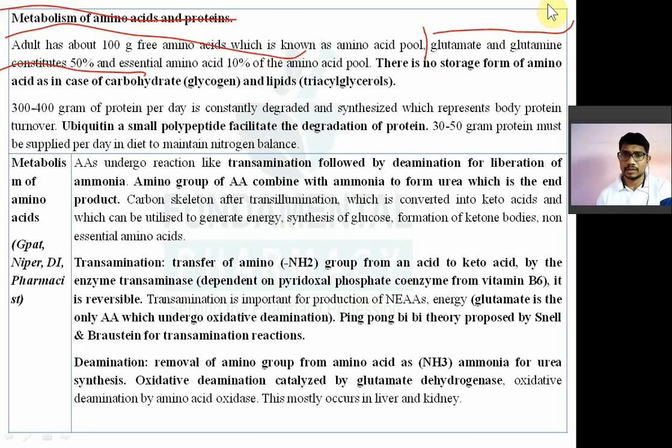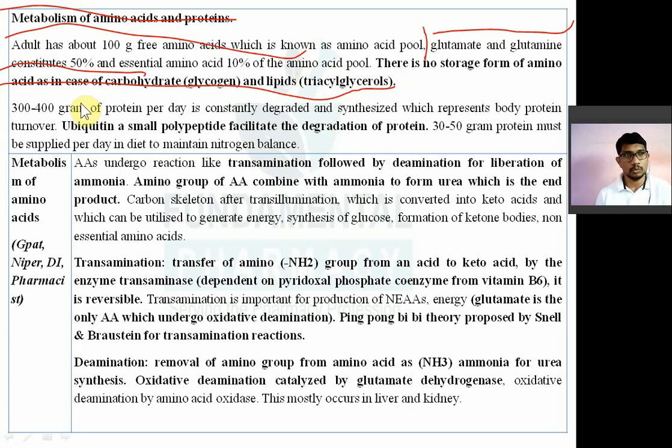There is no storage form of amino acid as there is for carbohydrates and lipids. We have seen in carbohydrates, the storage form of glucose is glycogen. For lipids, the storage form is triglycerides in adipose tissue, that is, fats. There is no such form for amino acids.